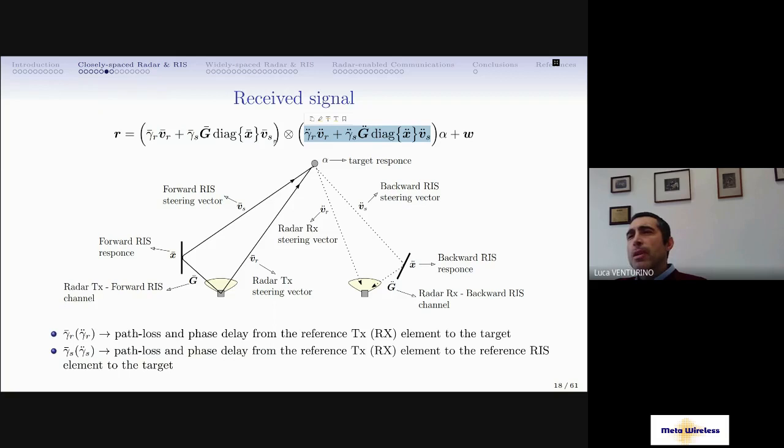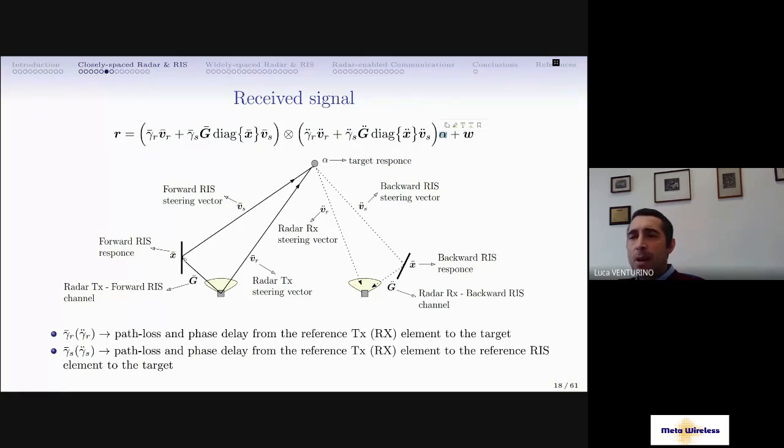So one main point is, what do we know here and what don't we know here? As I told you before, we don't know the target response alpha. What we can assume known is the channel between the radar and the RIS, both at the transmit side and at the receiver side. This is because this channel can be estimated.